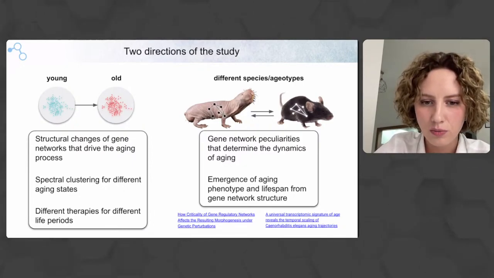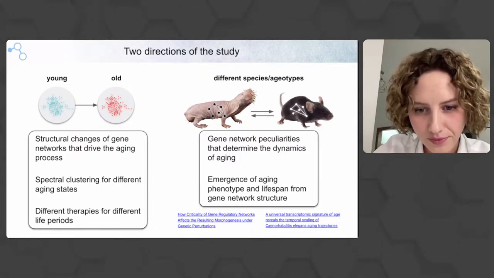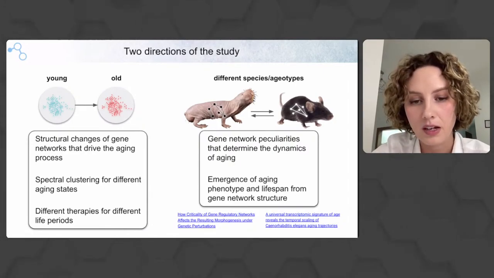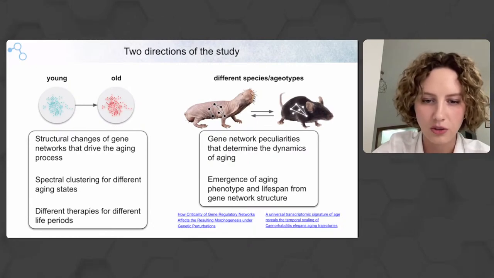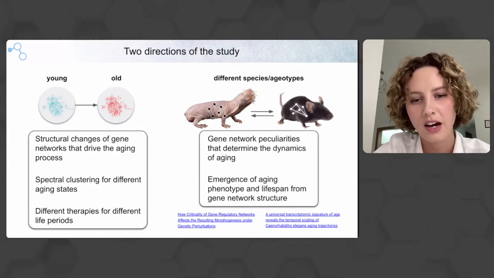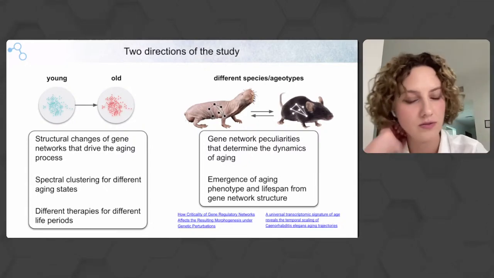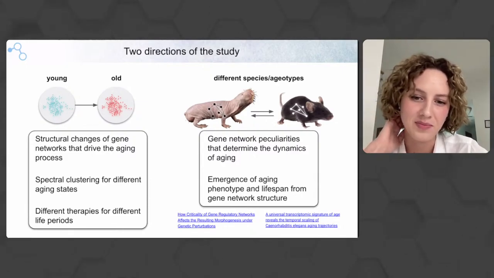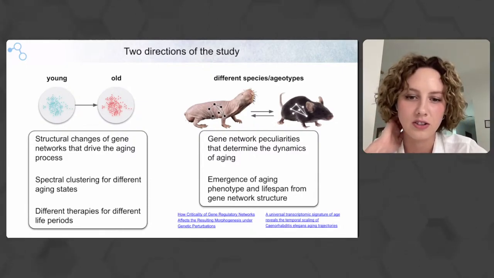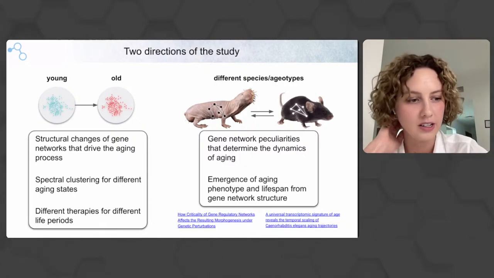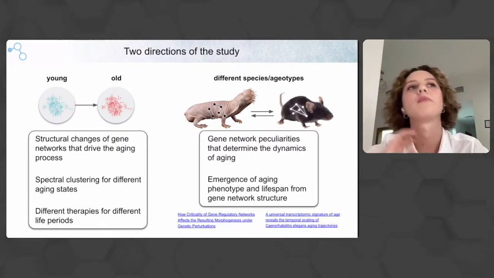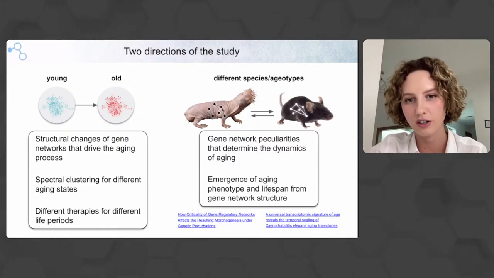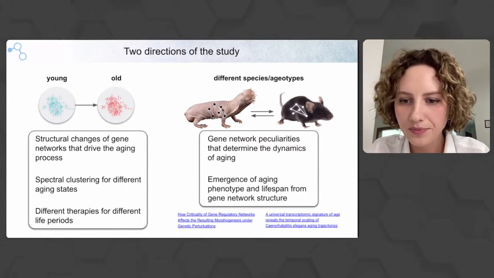And there are two very cool papers that inspire us. The first one is how criticality of gene regulatory networks affects the resulting morphogenesis under genetic perturbations. And this is a very cool article that claims that gene regulatory network operates in a critical regime, and they try to really find out how macroscopic features of gene networks arise from structural changes.